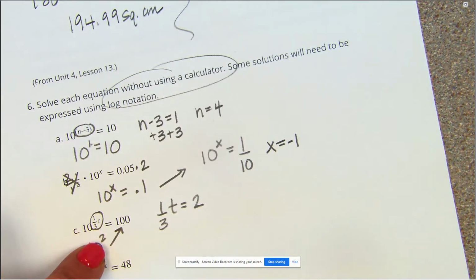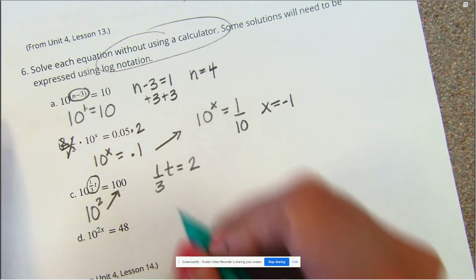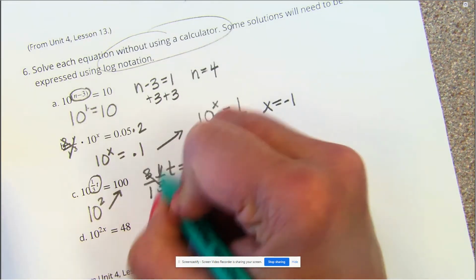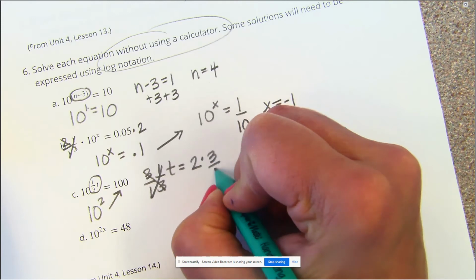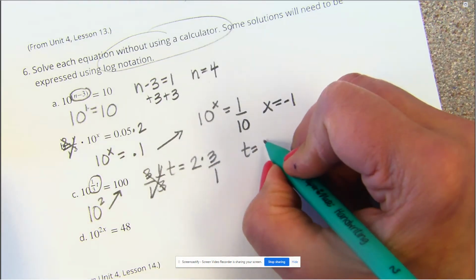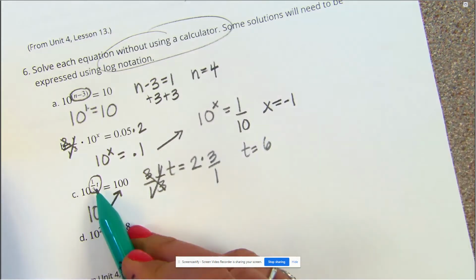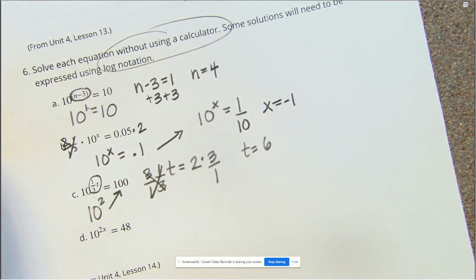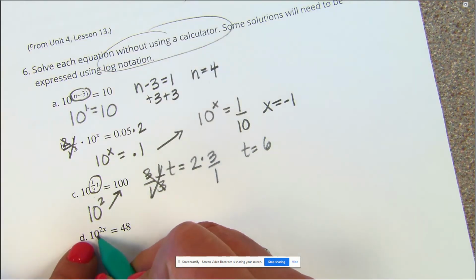Some people can figure that out in their heads. I'll solve it mathematically. To get rid of 1/3, I'm going to multiply by 3 over 1. Whatever I do to one side, I do to the other. The 1's sort of not important. 6. 1/3 of 6 is 2. 10 squared is 100. All right, now this last one, 10 to the what is 48?